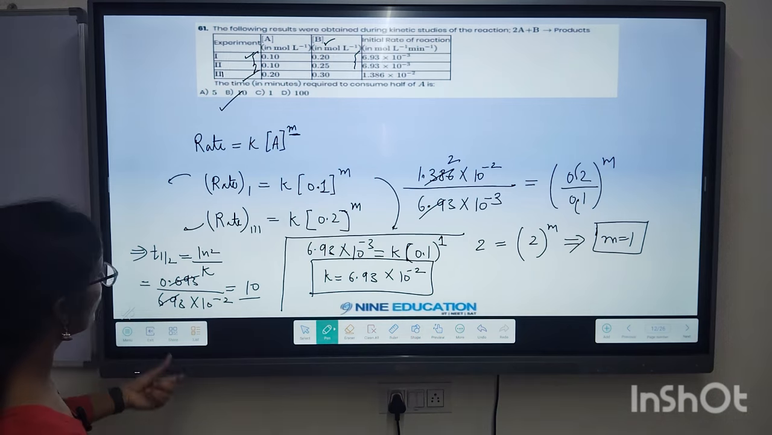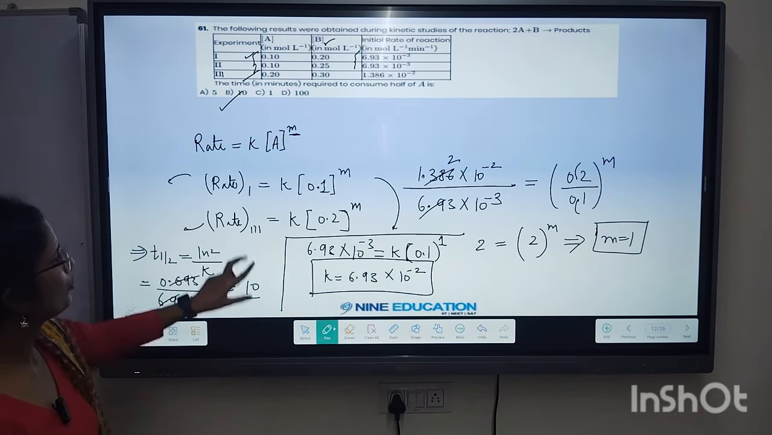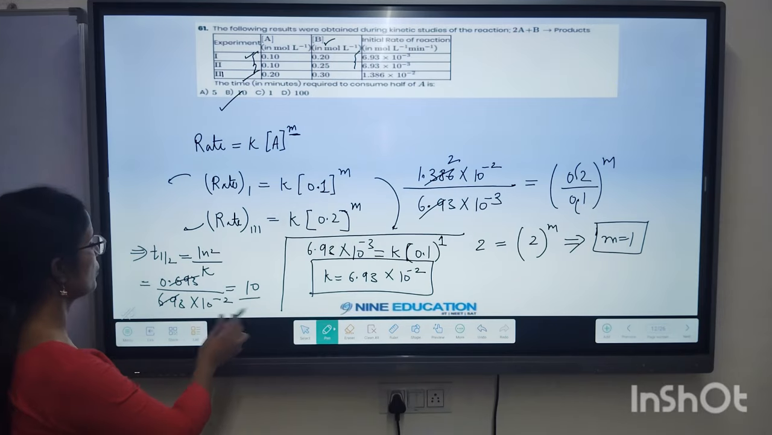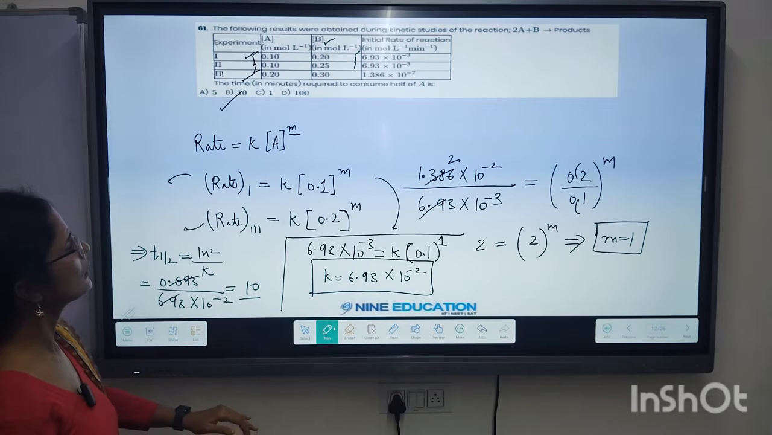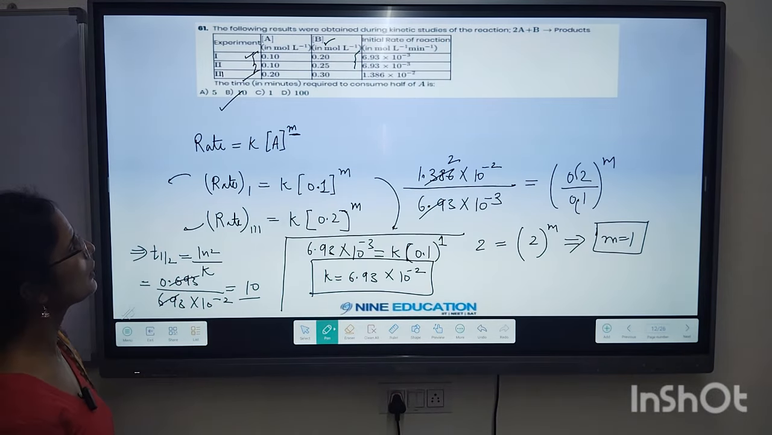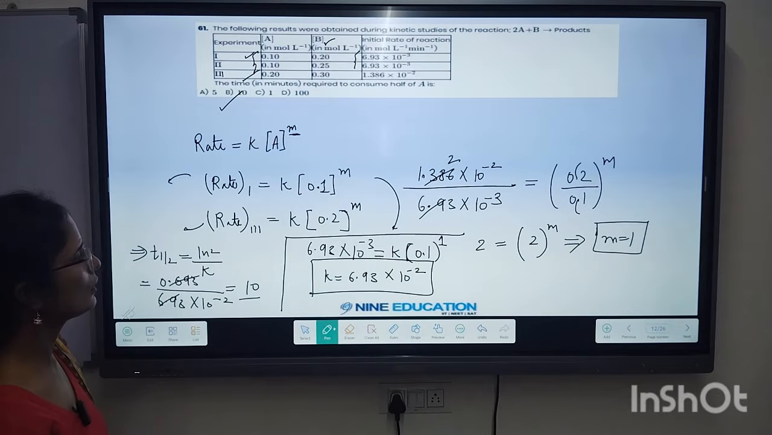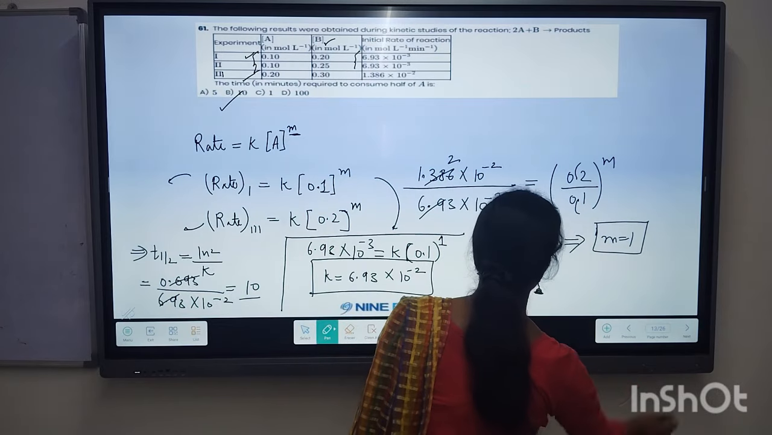If m value is known, we can apply the formula for T half, for which we will require K. And now if you know the rate and you know the m value, it is easy to find K. Putting it here, we'll be getting 10 minutes, right? So it is a pretty easy question. You just need to take the help of the data which is given in this way. Okay, so B option would be the correct answer.